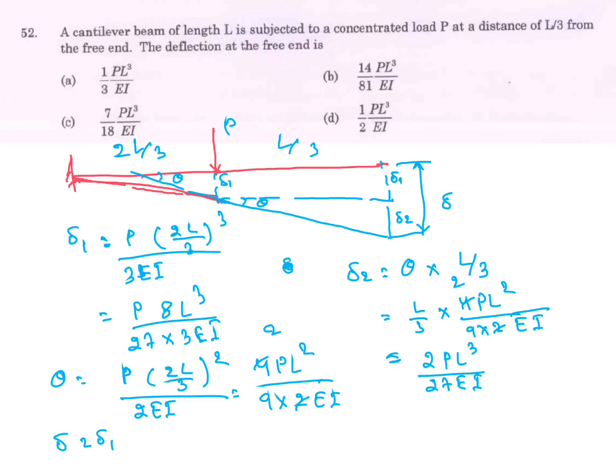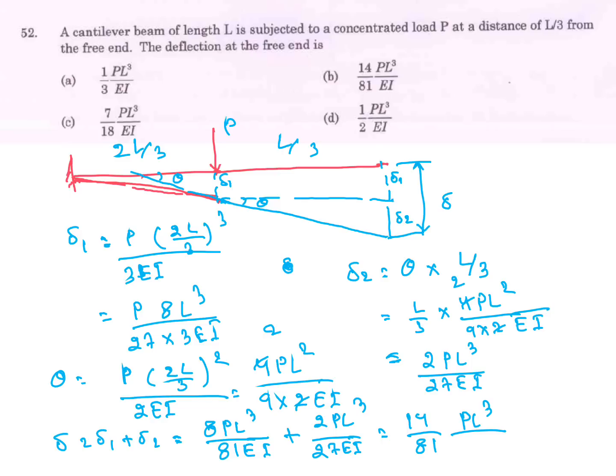Delta is 8PL cube by 81EI, 3 into 27, plus 2PL cube by 27EI. If we solve this, we'll get 14 by 81 PL cube by EI. B is the option. This is very, very important for GATE also.